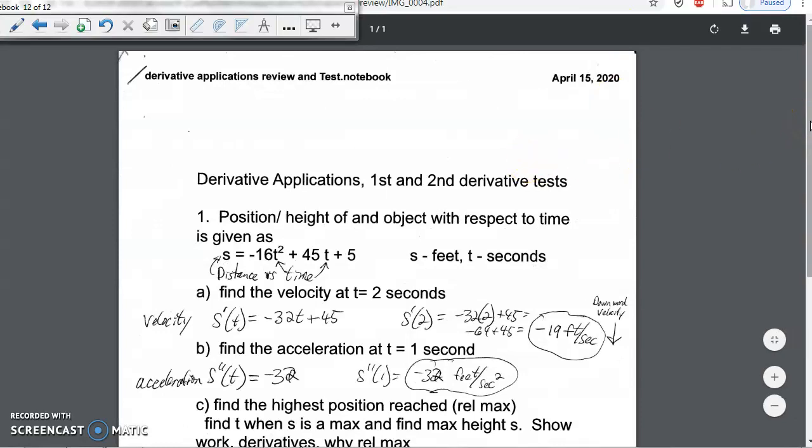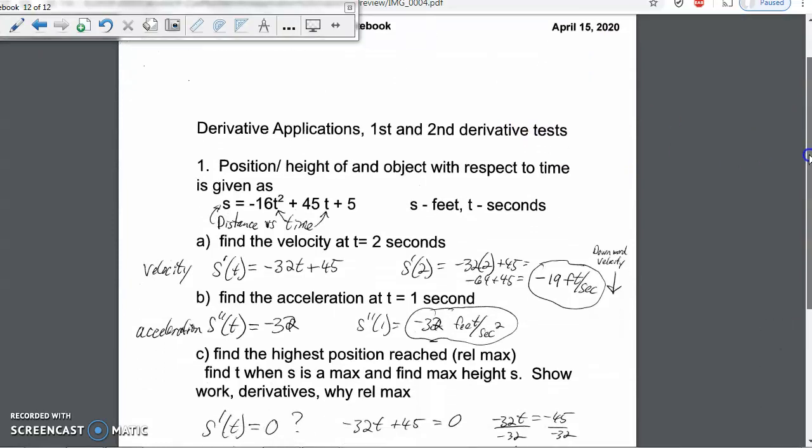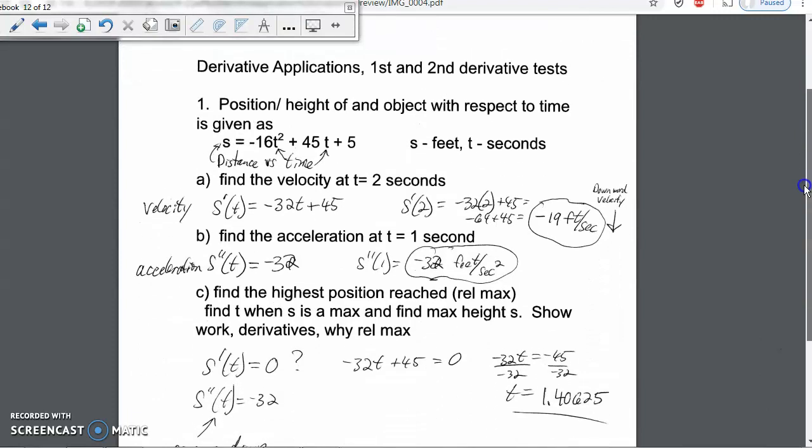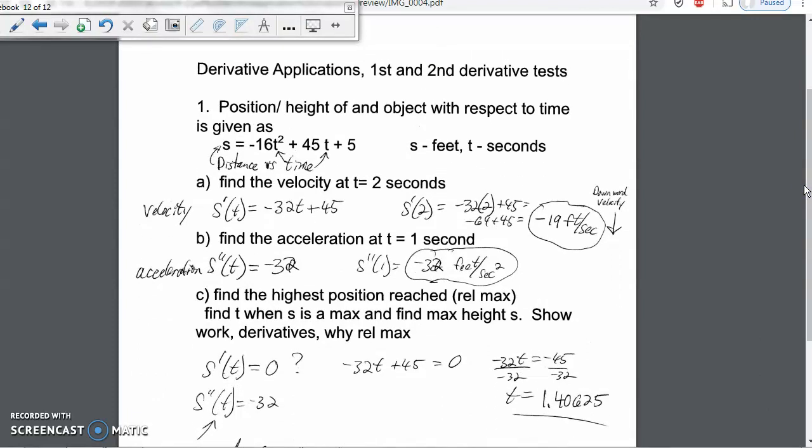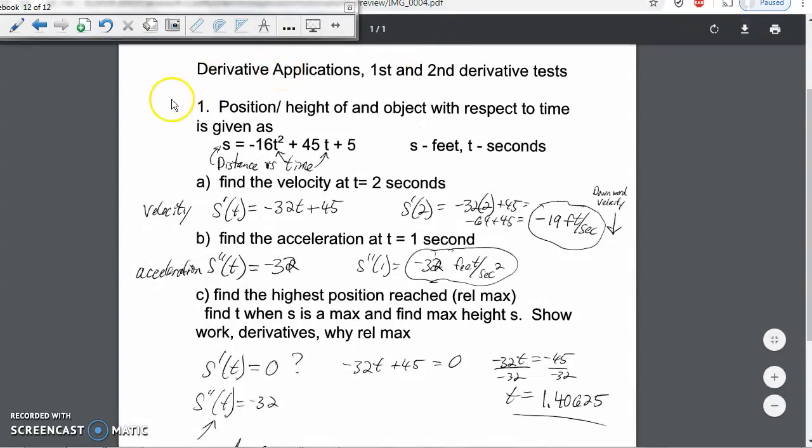The next set here is the application problems. This is review for the test. This test isn't very substantial, very long. I have an application of velocity and acceleration.